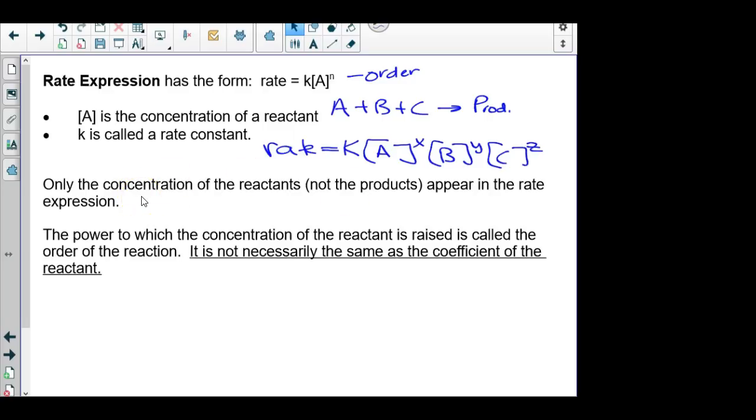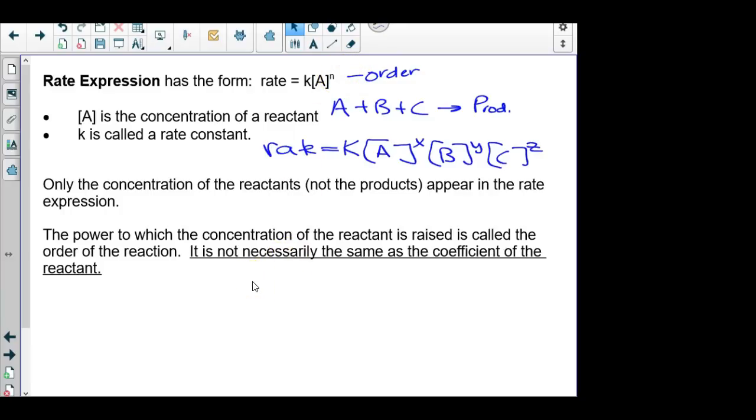Please read the following slide. Okay, some important things to mention now that you've read it. As I mentioned before, we'll only be using the concentration of the reactants, not the products, in the rate expression. What is extremely important for you to note is that the power to which a concentration reactant is raised is called the order of the reaction. So that's where this would be X order, Y order, Z order, N order, A, B, C order. Whatever I want to use for my exponent, I would call that the order.